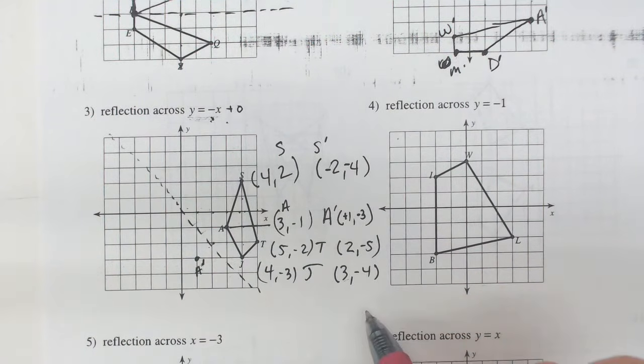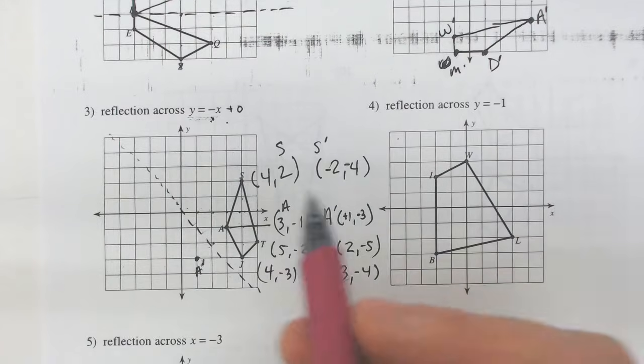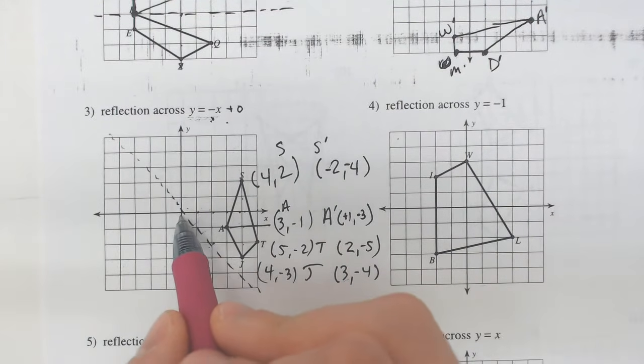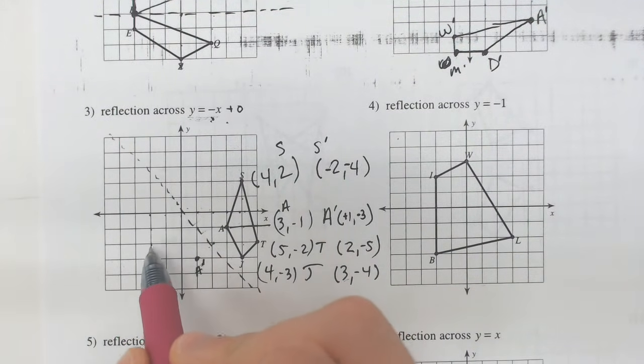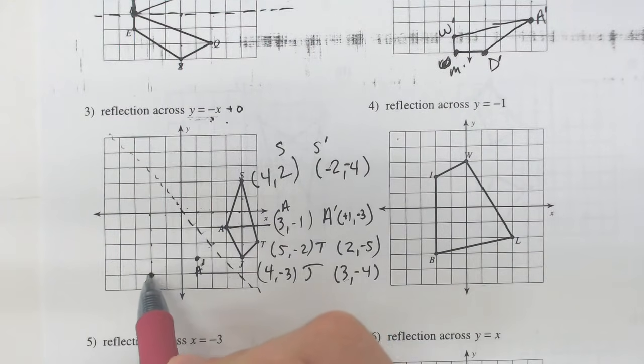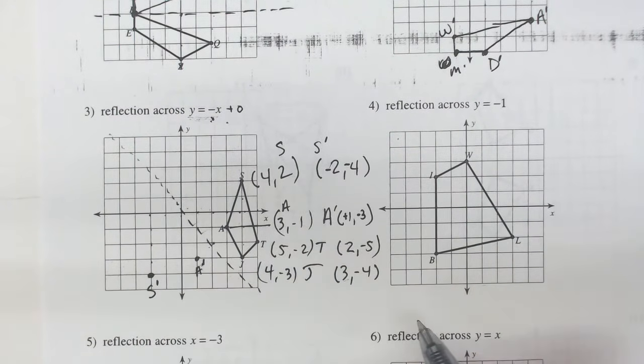So I'm going to plot these points, except for A. I've already plotted point A. So I'm going to start with S. I'm going to go to the negative 2, then negative 1, 2, 3, 4, and label that S prime.